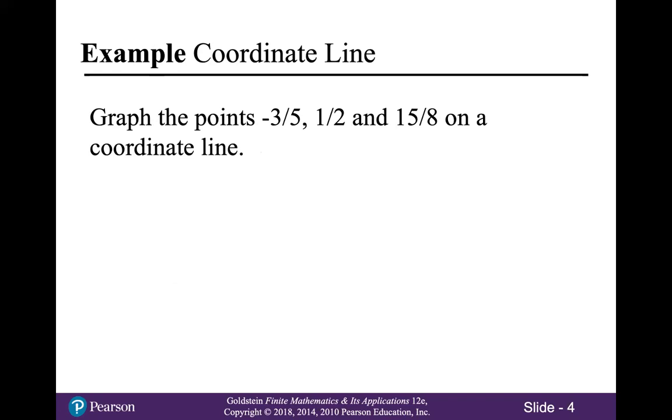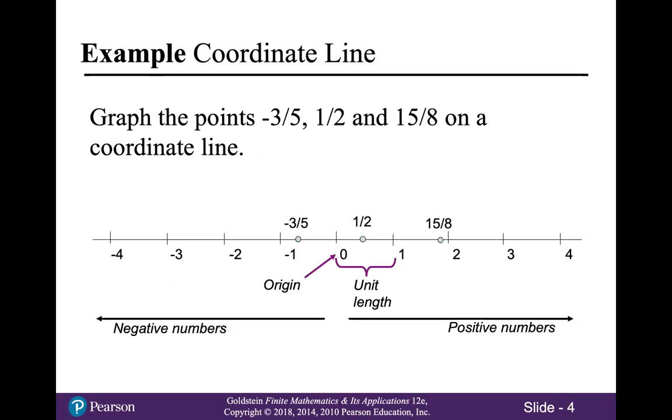All right, so for example, if you want to graph the points -3/5, 1/2, and 15/8 on a coordinate line, that would look like this. So the origin is 0. Going off to the right, we have positive numbers. Going off to the left, we have negative numbers. And then some people do have trouble plotting fractions on a number line. So think of this as taking the space between 0 and 1 and dividing it into 2 parts. And then 1/2 just goes halfway in between.